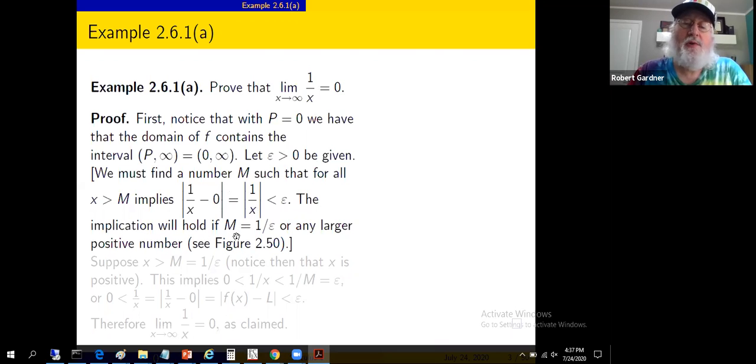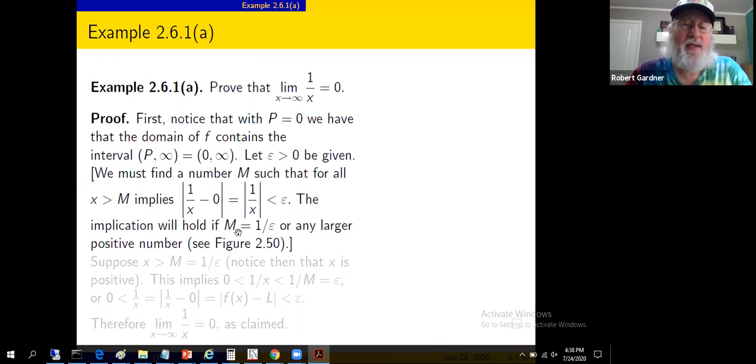This implication will hold. The claim is when M equals 1 over epsilon or anything larger. You buy that? How would I relate these two inequalities? You want to see a 1 over x. Okay, we take a reciprocal of both sides of this inequality. Take a reciprocal, that's going to reverse the inequality, provided everything's positive, and it is. X is positive, M is positive, without loss of generality, if you like. But M is a positive number as well. So take reciprocals, and that would give 1 over x is less than 1 over M.